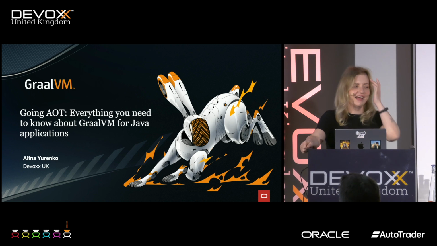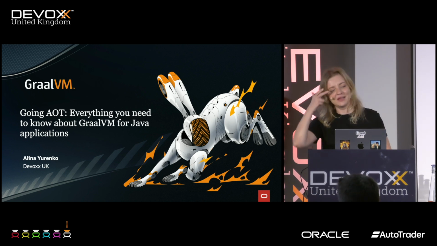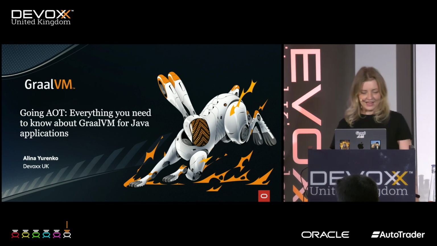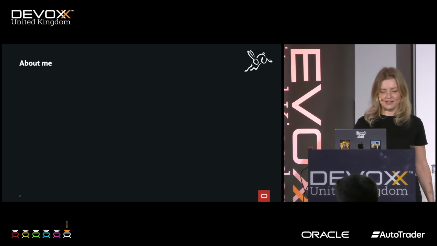My name is ALINA, and in this session today, we will talk about GraalVM, and more specifically, this ahead-of-time native image compilation part of GraalVM, where you can take a Java application, compile it ahead of time, and have a native executable in the end that will be very fast and very small and will work very efficiently. So let's go, and let's start with the quick intro.